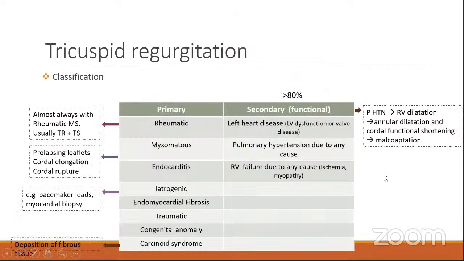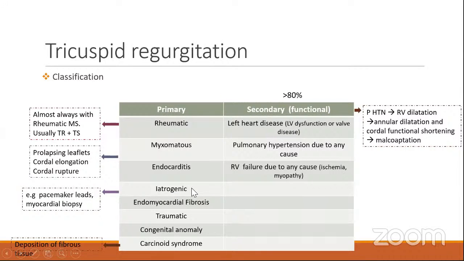So moving to tricuspid regurgitation, what are the classification and the causes? The cause can be either primary or secondary. If the cause is primary, you can look for a rheumatic tricuspid regurgitation, which almost always comes with rheumatic mitral stenosis, so you'll usually have tricuspid regurgitation plus or minus stenosis. If the cause is myxomatous, you'll see prolapsing leaflets. You also see chordal elongation and chordal rupture. Another cause of tricuspid regurgitation is endocarditis. And another one is iatrogenic, which can be caused by pacemaker leads or myocardial biopsies.